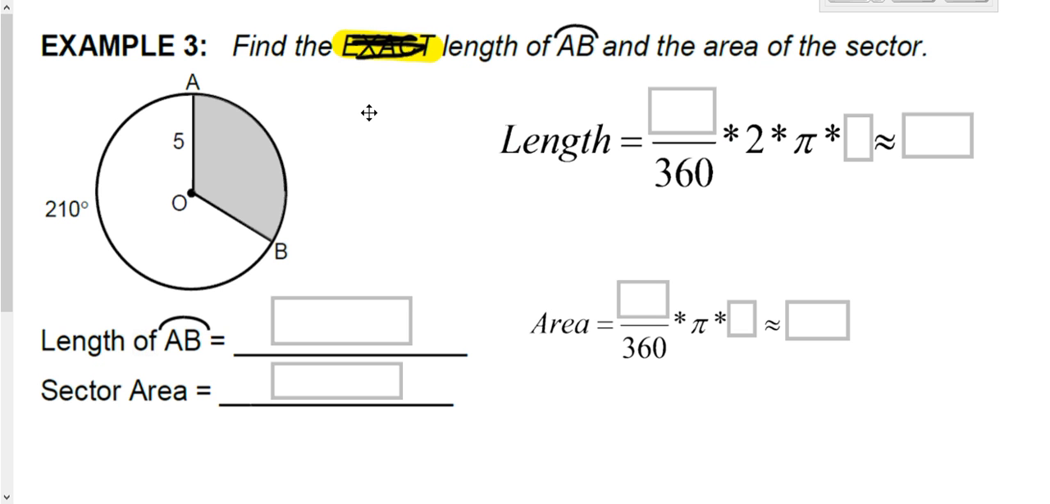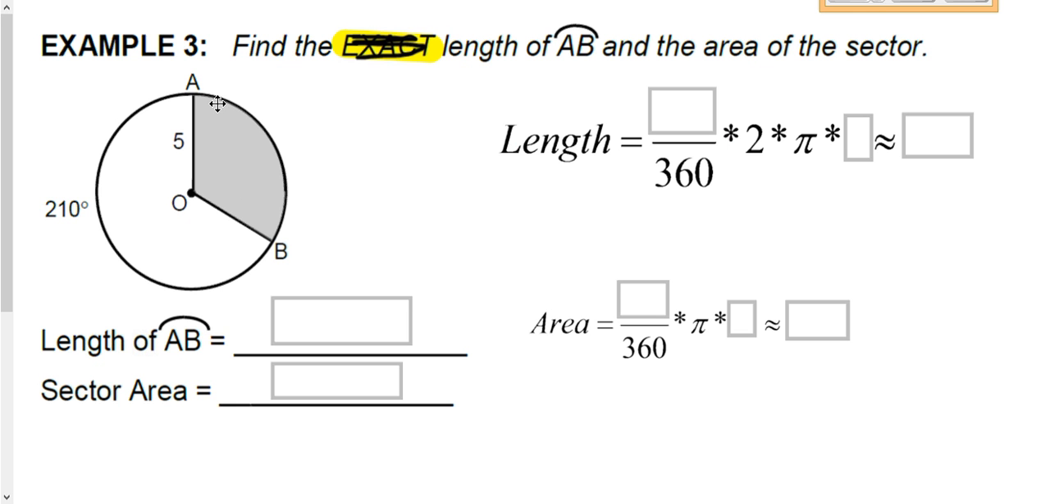So go ahead and cross that out. Go ahead and try it. We're going to find the length of arc AB and the area of the sector. I'd pause this video and see if you can find me those two answers. So hopefully you paused it, found these two, rounded to the nearest tenth. Let's take a look here.